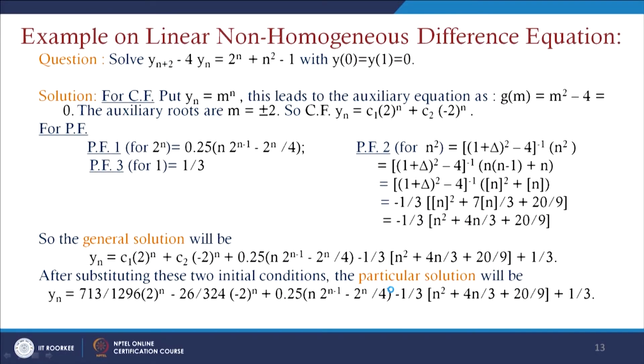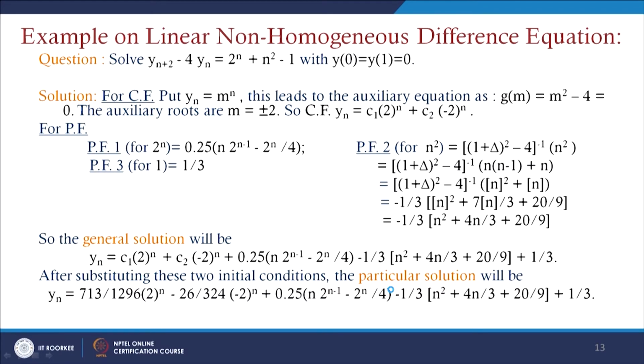Based on different cases of linear homogeneous difference equations, we have considered one example, where the equation is y of n plus 2 minus 4 y of n equals 2 to the power n plus n square minus 1, with the boundary conditions y of 0 equals y of 1 equals 0.